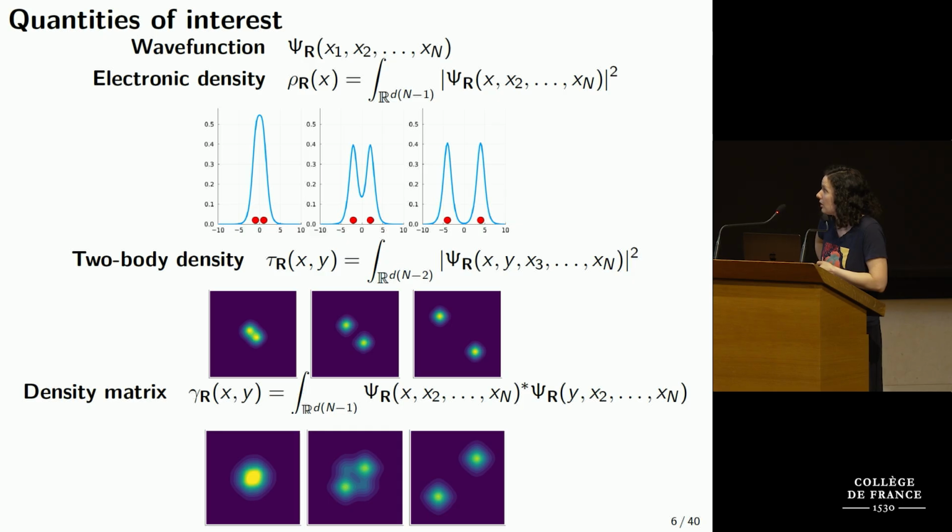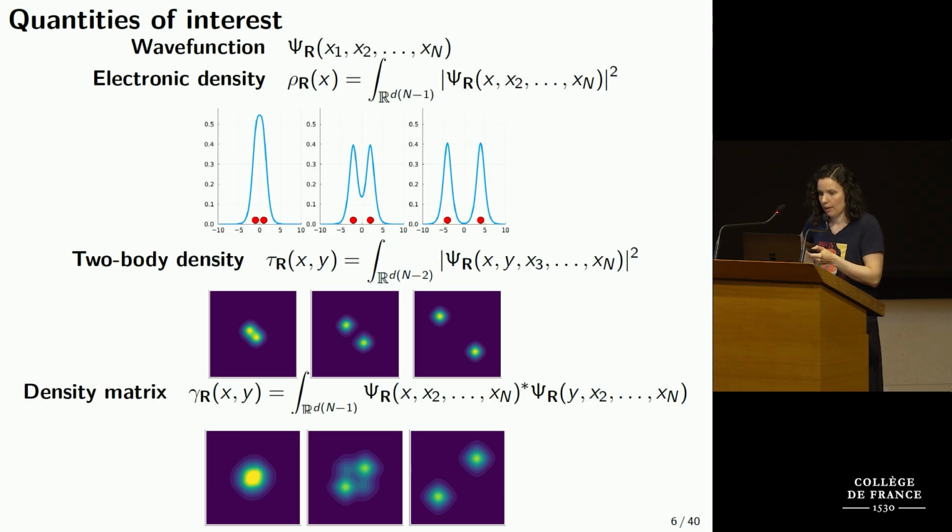So this is psi r star psi r, where we keep an x here and a y here, and then we integrate out all other variables. And so here we have something like this. And here, the link between the density matrix and the electronic density is that the diagonal here is the electronic density. And one thing I forgot to mention, due to the definition of the two-body density, if we integrate out on any of the coordinates, we get back the electronic density.